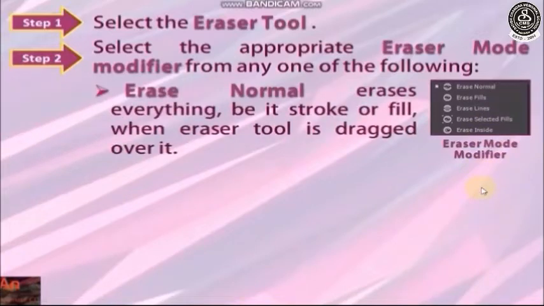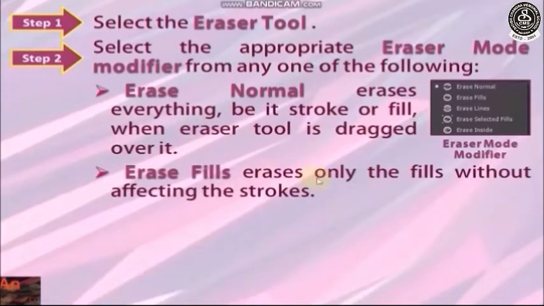First, erase normal. Erases everything, be it stroke or fill, when eraser tool is dragged over it. So when you select this option and you drag the eraser tool, stroke or fill, everything will be erased from the stage. Erase fills. Erases only the fills without affecting the strokes. So if you erase it over any shape, inside fill color will be erased and the strokes will not be affected.